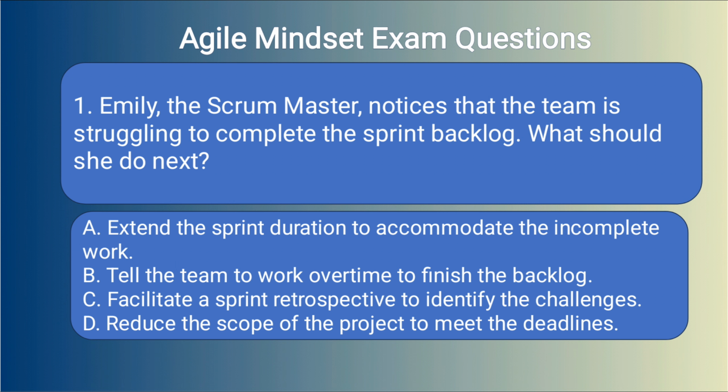1. Emily, the Scrum Master, notices that the team is struggling to complete the sprint backlog. What should she do next? A. Extend the sprint duration to accommodate the incomplete work. B. Tell the team to work overtime to finish the backlog.